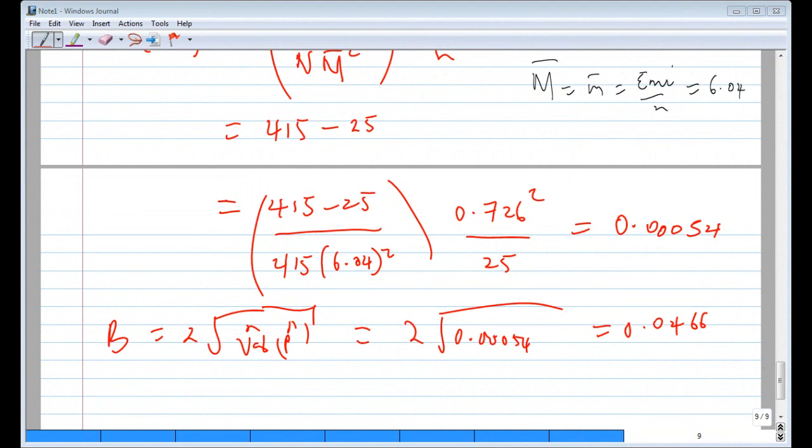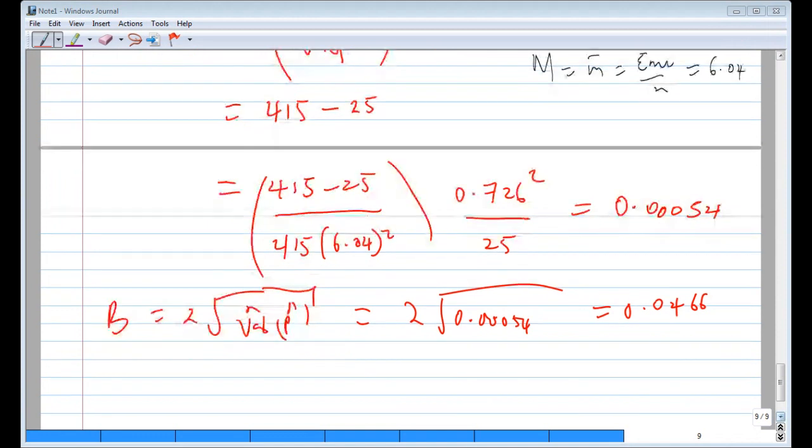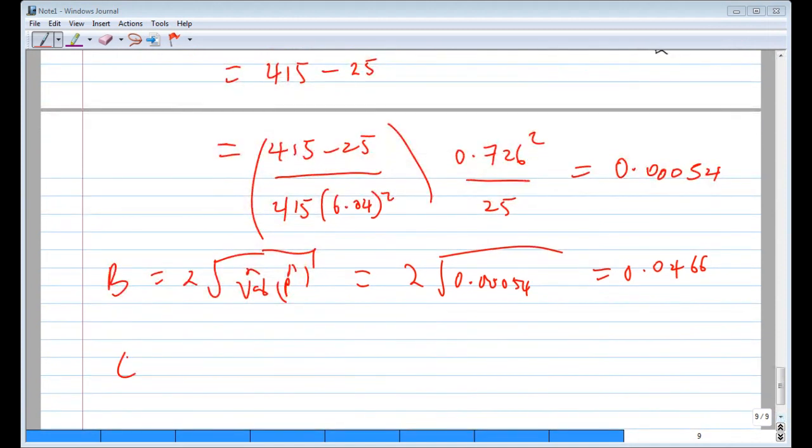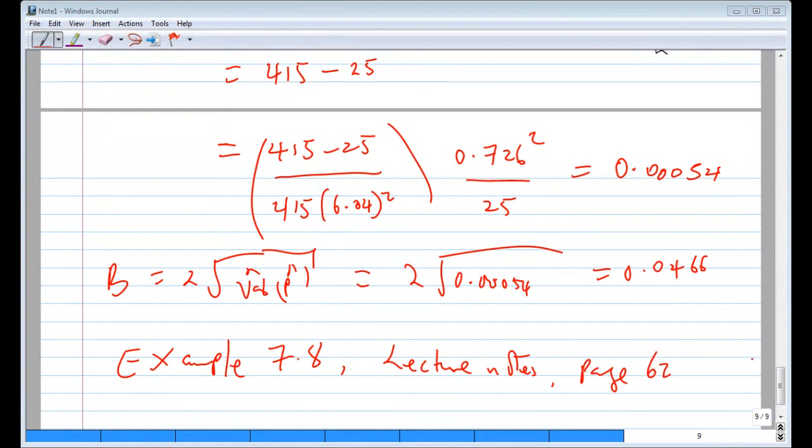So may you please do example 7.8. I think it's the last one. It's the last example, then we'll call it a day. It's example 7.8. It's on page 16.